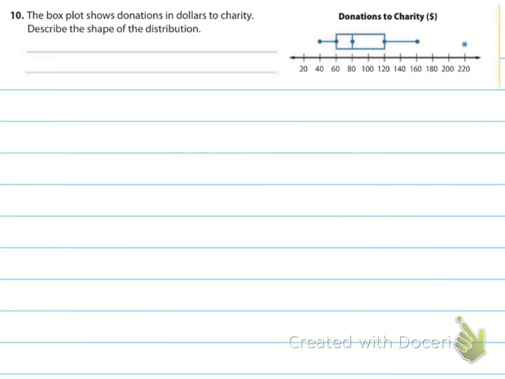Now again, you can stop watching if you'd like, but I'm going to start going over some extra examples. I've got example 10 here where it says the box plot shows donations in dollars to charity. So describe the shape of the distribution. Because it's a box plot, we're going to be using those key terms, but there's a lot of things that we can't see because of it.